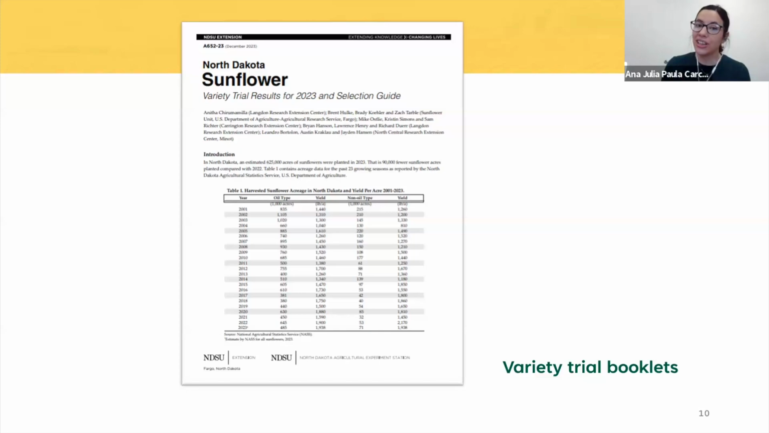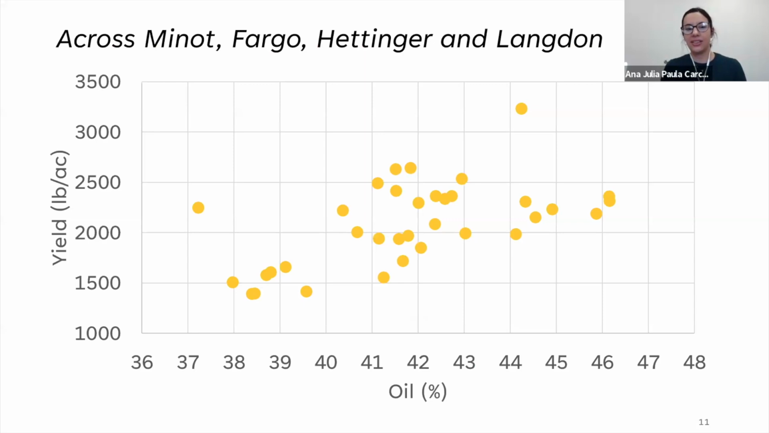But as you connected, you are going to be fortunate to have a preview of some of the data of the variety trial from last year. So I just grabbed the information that was there, and I took Minot, Fargo, Hettinger, and Langdon, that were the more comprehensive data sets that are included. And what I did is choose the hybrids that are repeated in most of these sites.